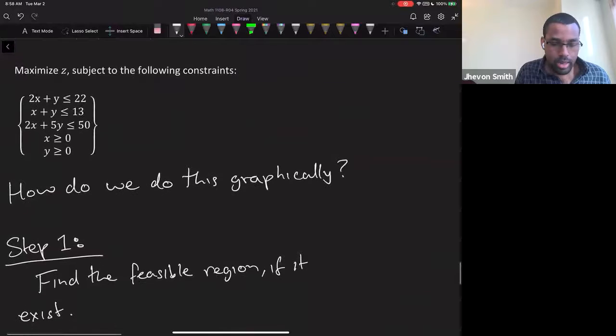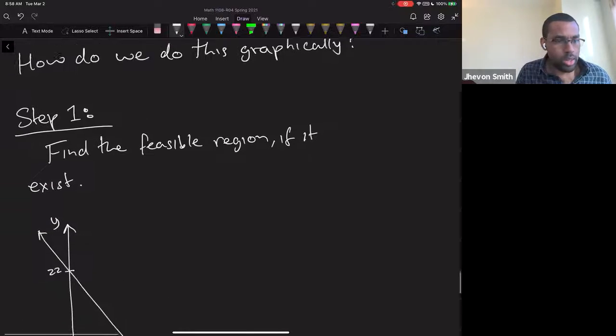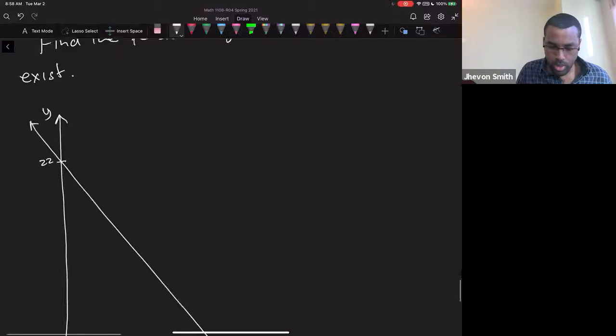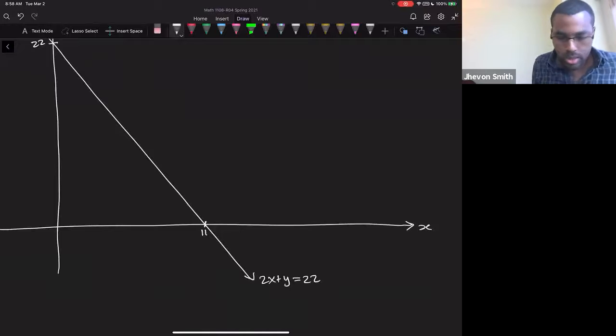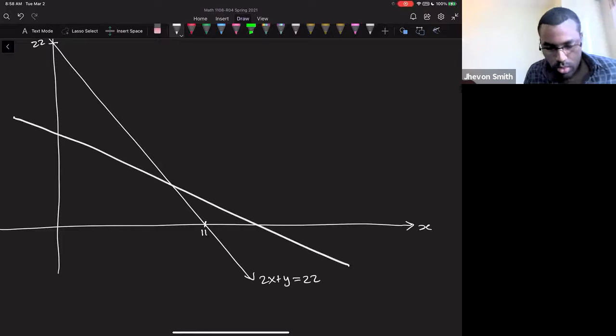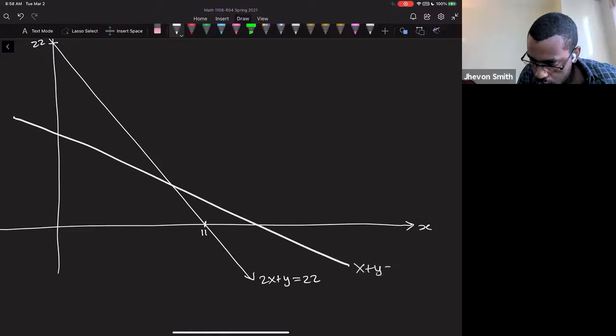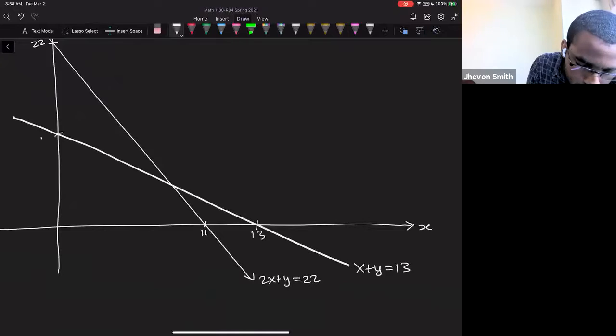Next line, x plus y equals 13. Okay, so x plus y equals 13, which means this is going to hit at 13. That's going to hit at 13.